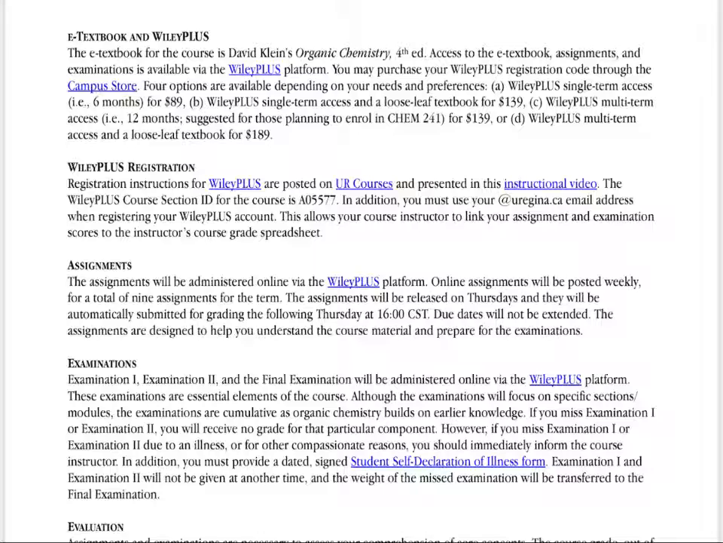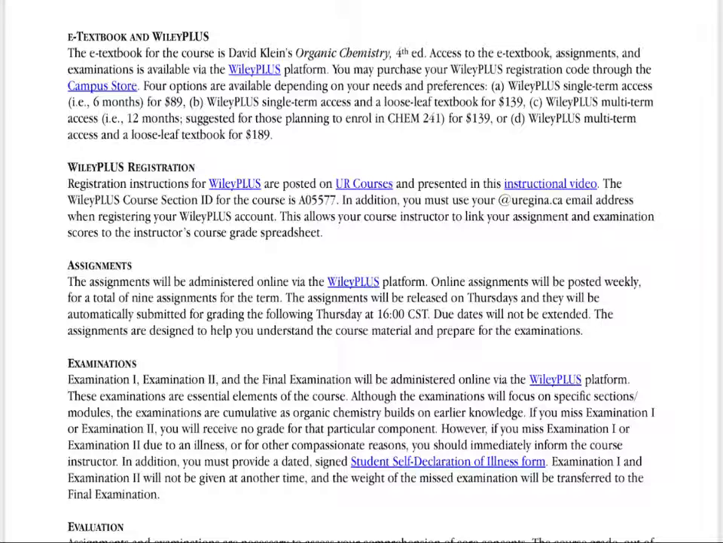Assignments. The assignments will be administered online via the Wiley Plus platform. Online assignments will be posted weekly for a total of 9 assignments for the term. The assignments will be released on Thursdays, and they will be automatically submitted for grading the following Thursday at 1600 hours Central Standard Time. Due dates will not be extended, and the assignments are designed to help you understand the course material and prepare for the examinations.